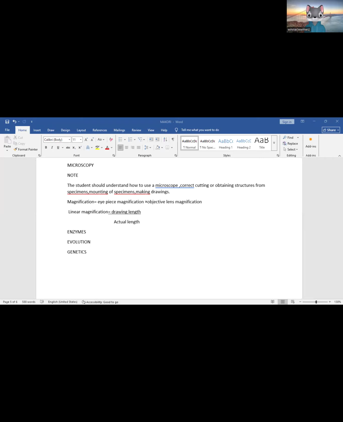The linear magnification, if you are using a hand lens, you use this formula for the calculation of the magnification. You take the length of the drawing, you divide by the actual length. So you have observed the organism and you have drawn. You can measure the length of that drawing, then you divide it by the actual length of that organism or specimen that you are using. So that is how you use the linear magnification. So mainly, if you use a hand lens, you are told to show the magnification or how you obtain the magnification for that. That is whatever we are supposed to do.